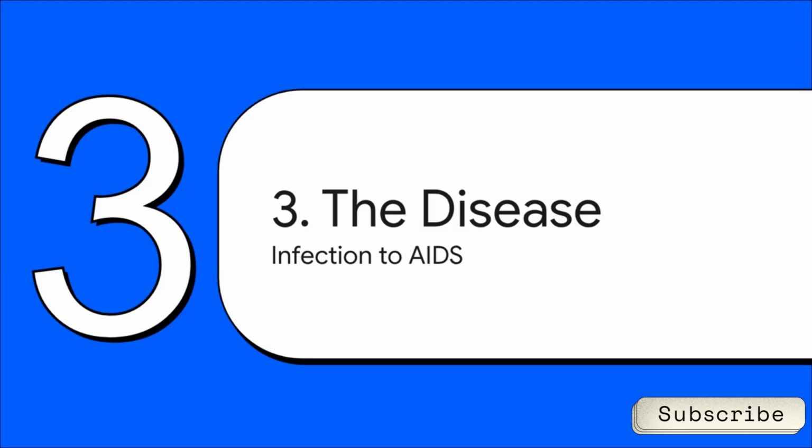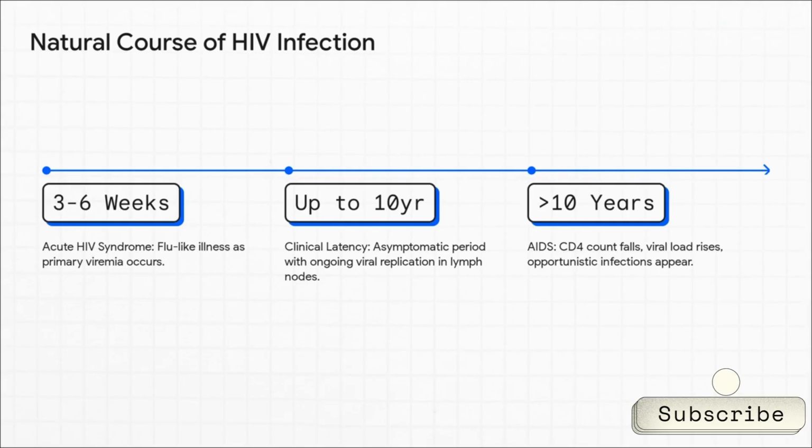So, we've seen the cellular attack. Now, what does this look like in a patient? Let's trace the clinical journey from the moment of infection all the way to AIDS. Without treatment, the natural course of HIV is pretty predictable. A few weeks after infection, you get this acute flu-like illness as the virus spreads like wildfire. Then, things go quiet. This is the clinical latency phase, and it can last for up to 10 years.